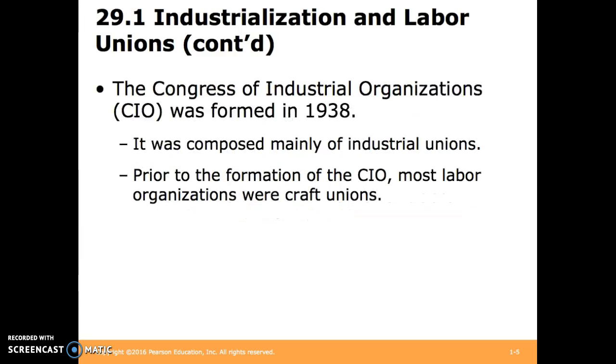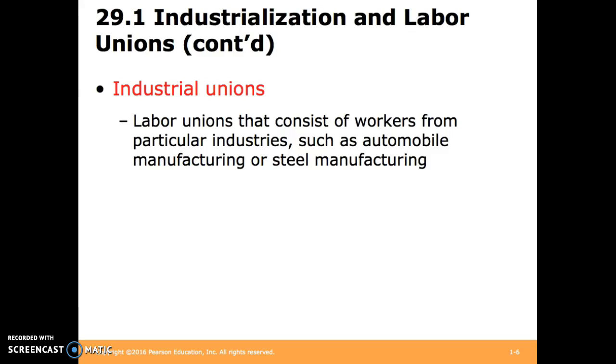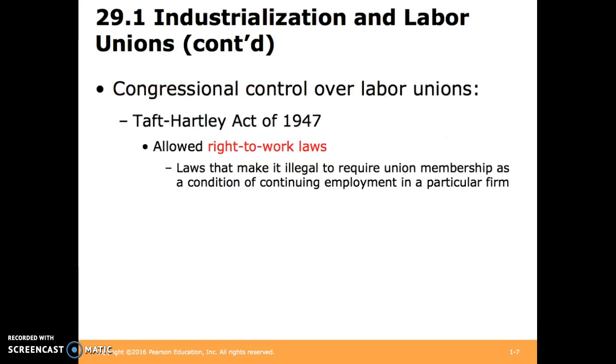The Congress of Industrial Organizations, or CIO, was formed in 1938. It was composed mainly of industrial unions. Prior to the formation of the CIO, most labor organizations were craft unions. Not dissimilar from craft unions, industrial unions are labor unions that consist of workers from particular industries, such as automobile manufacturing or steel manufacturing. As a counter to union power, Congress passed the Taft-Hartley Act of 1947.